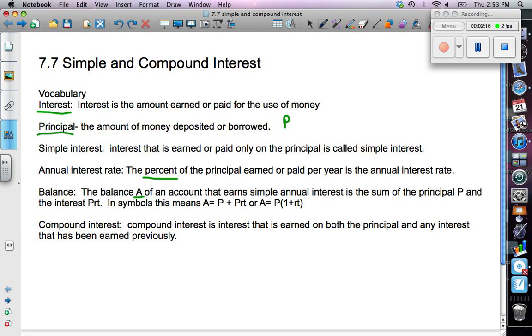And lastly, we have compound interest. What's nice about compound interest, if you've deposited money somewhere, is that they're going to give you interest not only on what you initially put in, that principal, but they're also going to give you interest on interest that you made previously. So if you made $100 in interest, they're going to give you more interest on that $100. Where with simple interest, they only do it on that initial deposit, that principal. This will become more clear as we go.